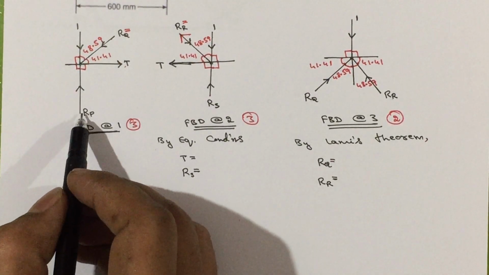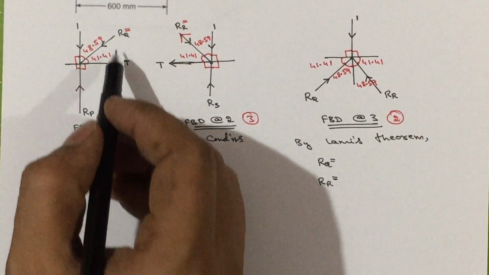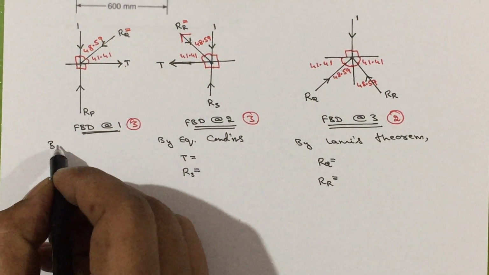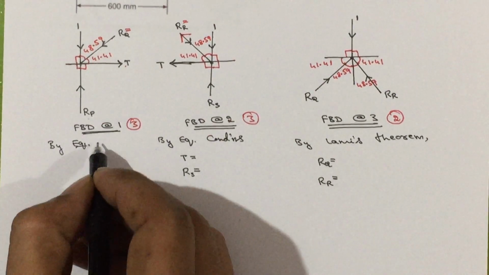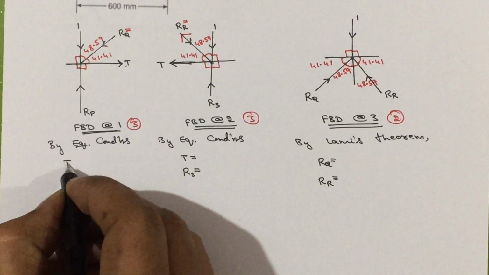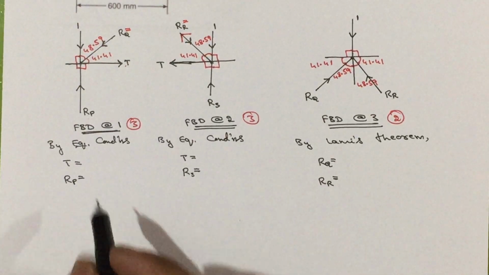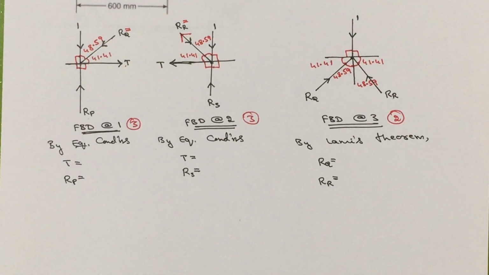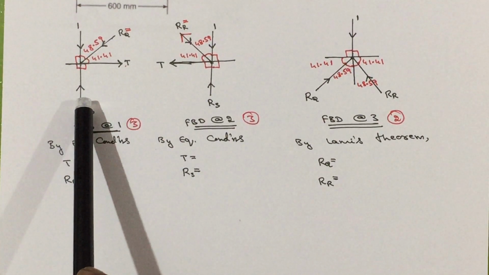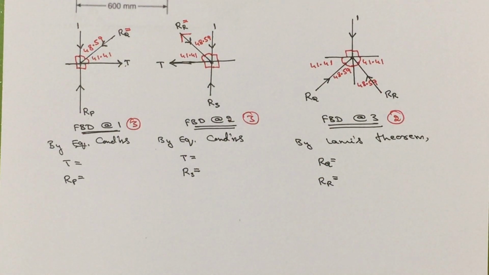Then we will go to the next free body diagram. Here we have 2 unknowns. Then choose the method. For that, count the number of forces: 1, 2, 3, 4. We can't apply Lami's theorem. So make use of equilibrium conditions. By using equilibrium conditions, you will get T as well as RP. T is already calculated, no need of that one. You can make use of only sigma Fy is equal to 0, and you will get RP directly. So that's all for this problem. Thank you.